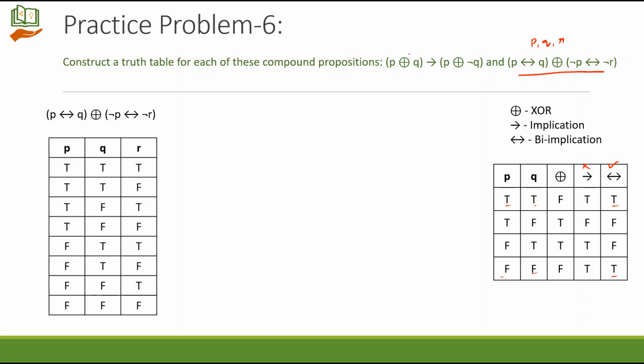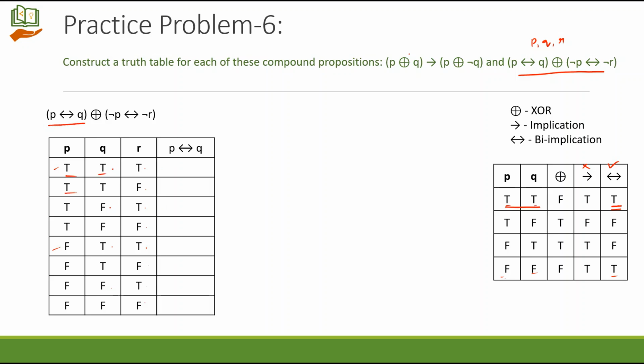So let's first take P, Q, R. Basically you can start with Q and R alone: T, T, T, F, F, T, F, F. This will be for the true value of P. Again T, T, T, F, F, T, F, F. This will be for the false value of P. So we will start with the first expression, P biimplies Q. Here you have true and true.